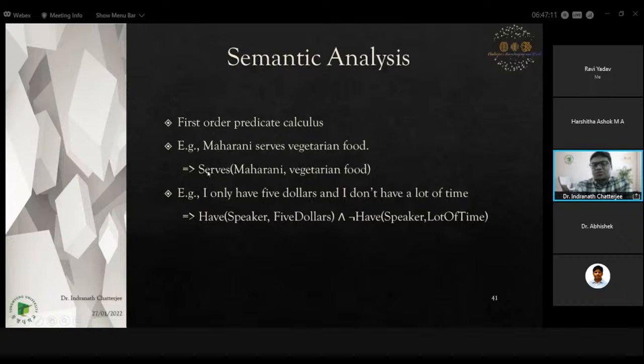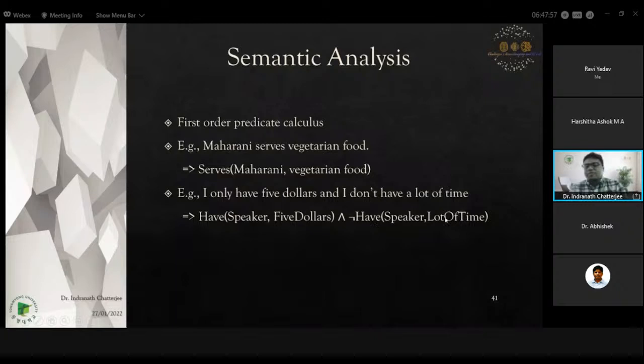In the same way, take the sentence: I only have $5 and I don't have a lot of time. Here we have two independent sentences. This can end with a full stop, or it can be joined with a conjunction. So we take the conjunction and, and we take the first verb have and the second verb not have, that is don't have. Who has? The speaker, that is I, and what the speaker has is the $5. Who doesn't have? The I, and what I don't have is a lot of time. So the use of first order predicate calculus is very important to understand the meaning of each sentence, to segregate the sentence on the basis of the verb forms.